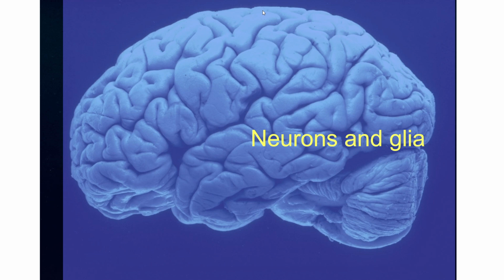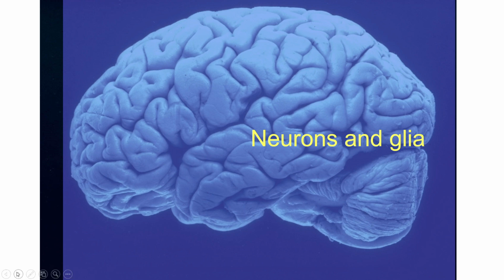All right, so neurons and glia. This is our last set of slides. In order for us to understand the types of functions that happen, we need to understand the types of cells in charge of those functions.